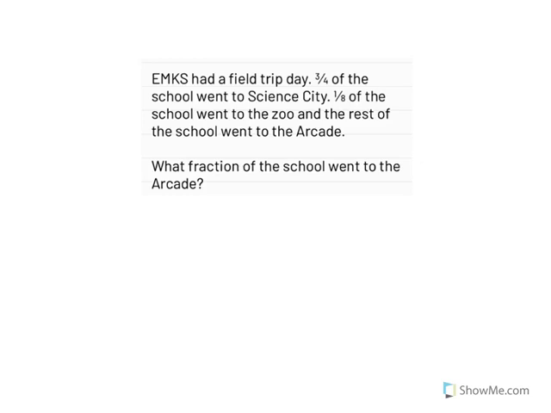Hey team, in this problem, we're going to be solving for a fraction of a whole, or what we like to call a phantom whole. So let's first read and annotate this question. It says, Ann KS had a field trip day. 3/4 of the students went to Science City. Then 1/8 of the students went to the zoo, and the rest of the school went to the arcade.